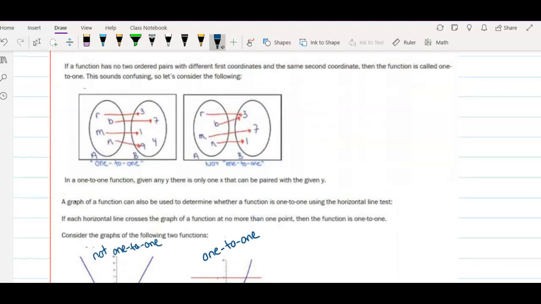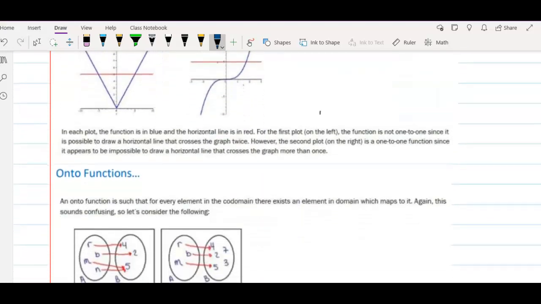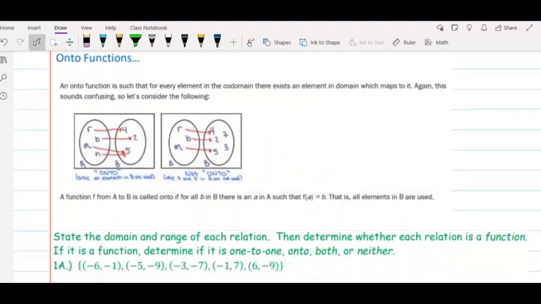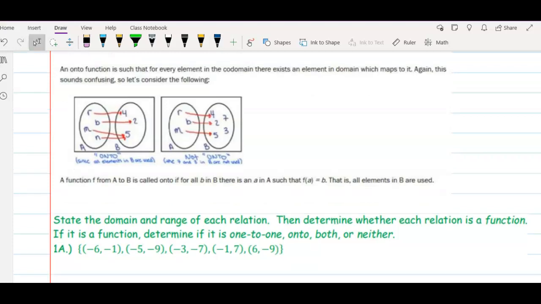In other words, if you plot both of these mappings, you would see that right here, 2 x values give you the same y value, which means it would fail the horizontal line test and it would not be one-to-one. Onto functions. For every element in the range, there is an x value. Notice right here, 4, 2, 5, they all are associated with x values. But over in this example, there's also 7 and 3, and they don't belong to anyone. When that happens, the function is said to not be onto.